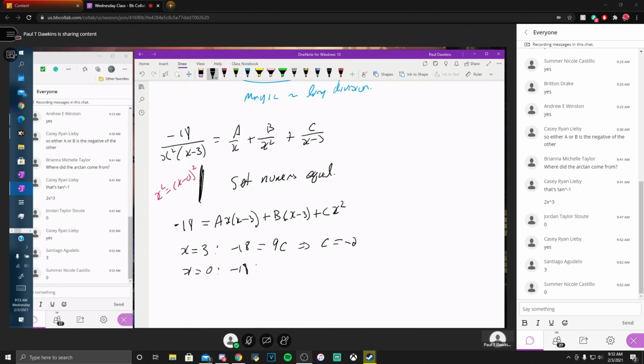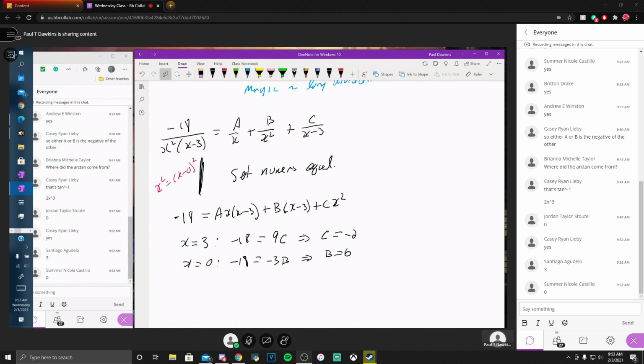Minus 18 there for the 0. The 0 is going to knock out the first term. It's going to knock out the third term, and so it's going to have a minus 3b. Should I get this one right this time? So b is a plus 6. Good. Everyone agree? Okay. Now here's where my trick breaks down.